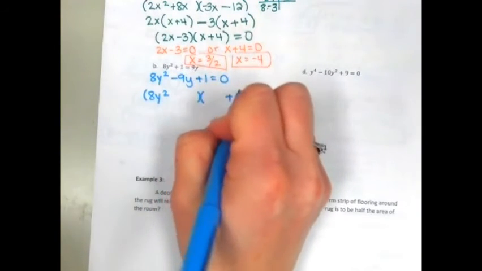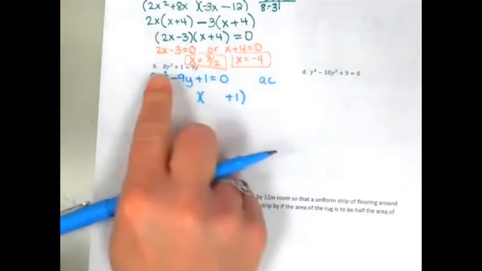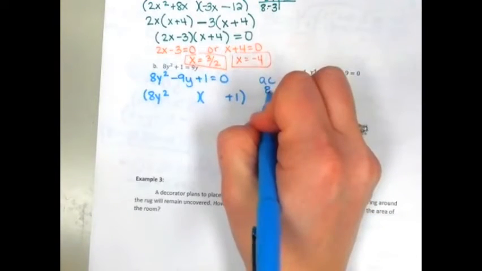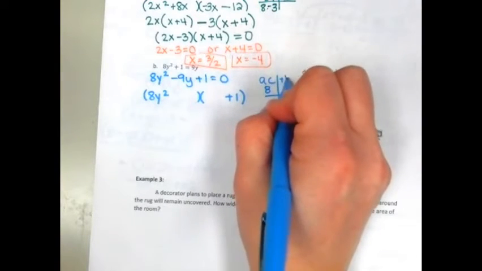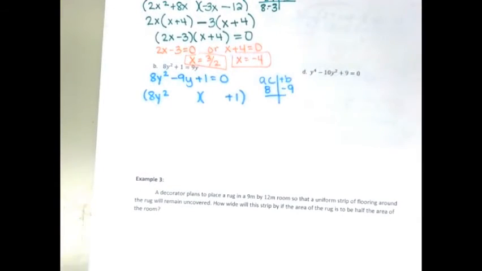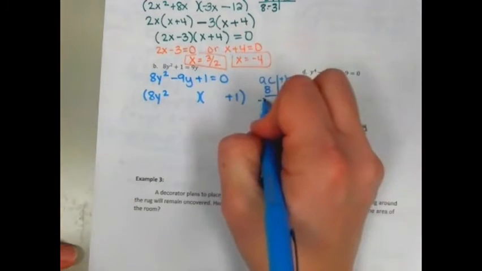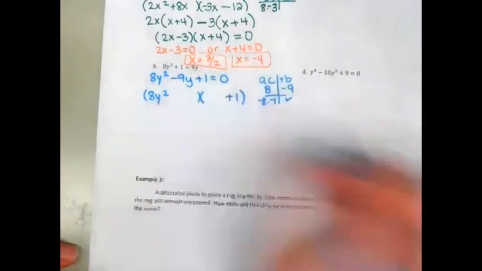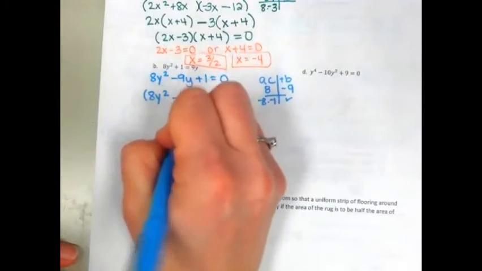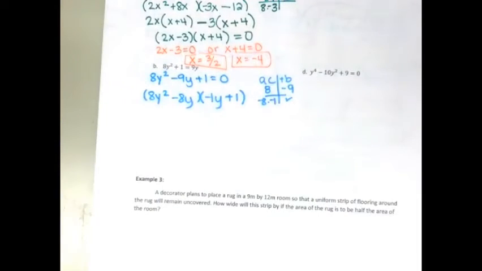Plus 1. All right. So let's do my A times C. So 8 times 1 is 8. And what's my B? Negative 9. So what times what is 8 that adds to be negative 9? Negative 8 and negative 1. So let's go negative 8y, negative 1y.